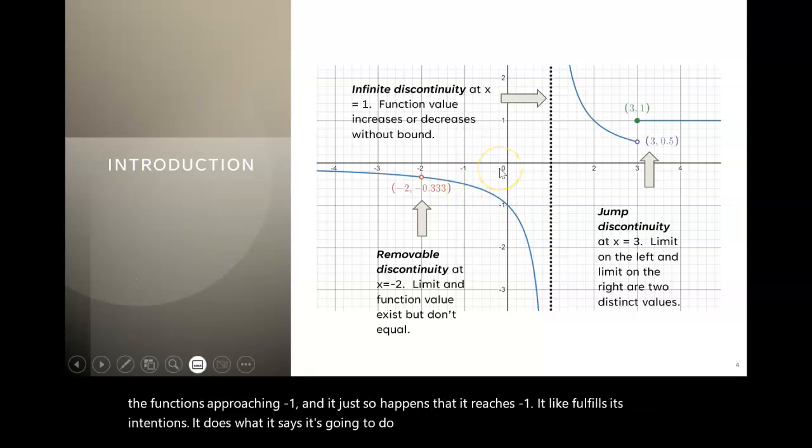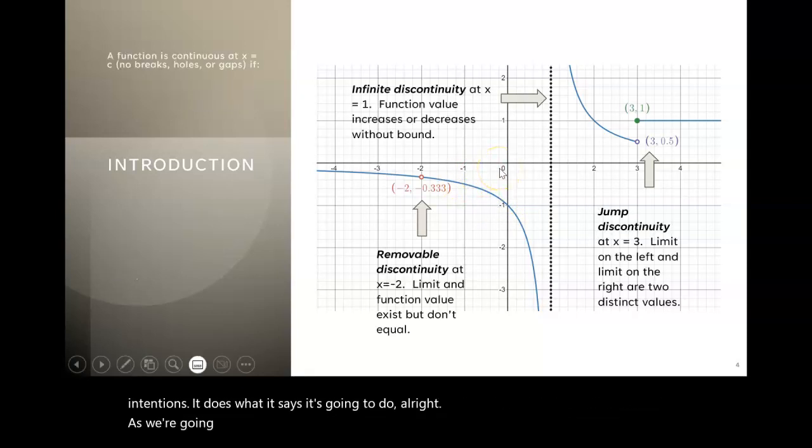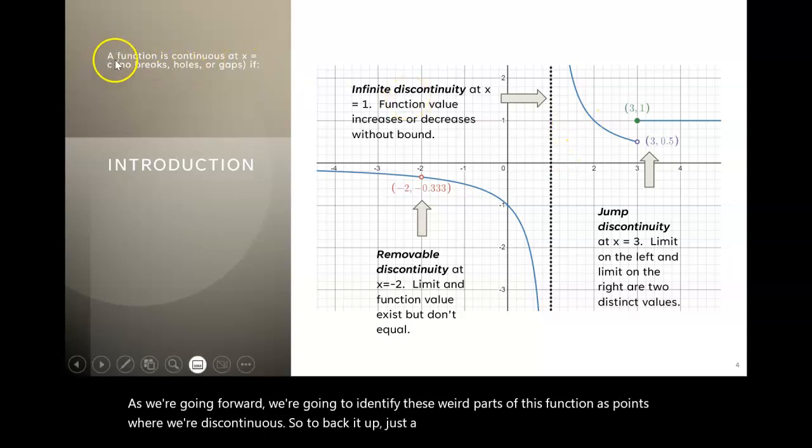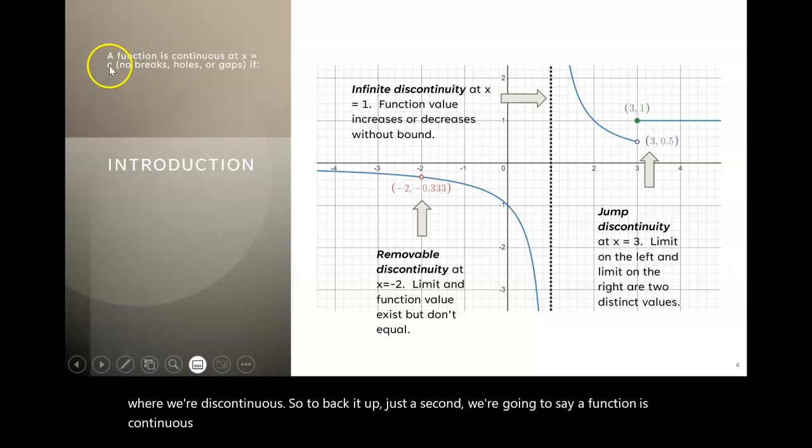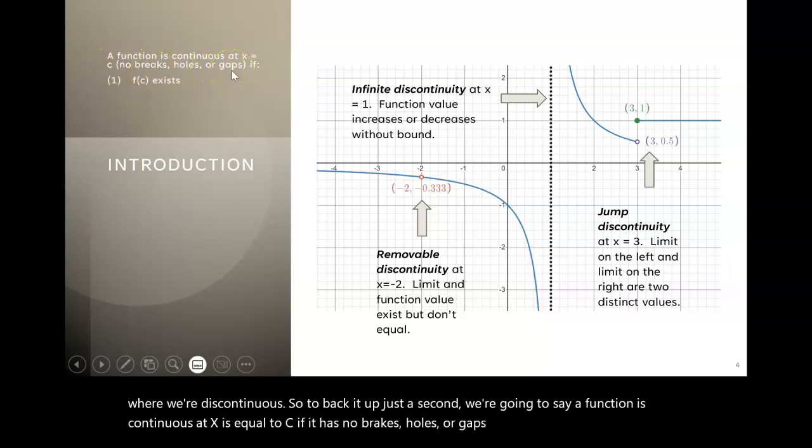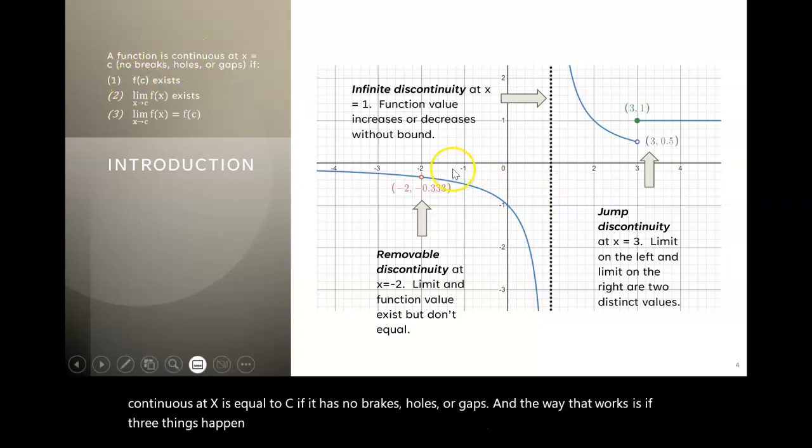As we're going forward, we're going to identify these weird parts of this function as points where we're discontinuous. So to back it up just a second, we're going to say a function's continuous at x equals c if it has no breaks, holes, or gaps. And the way that works is if 3 things happen: if the function value f of c exists, if the limit exists, and if the limit as x goes to c of f of x equals f of c.